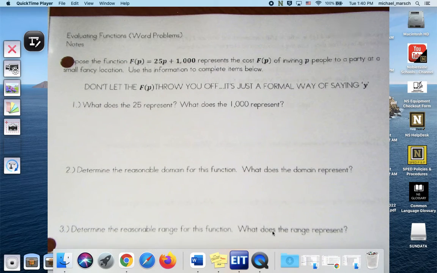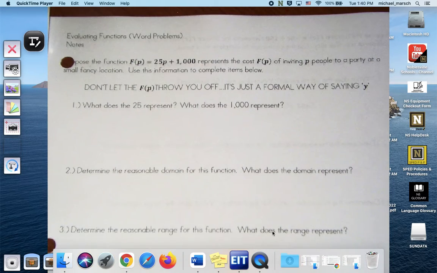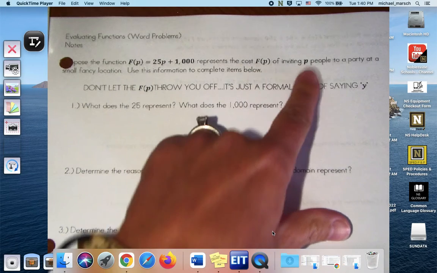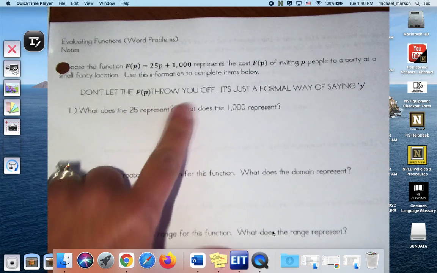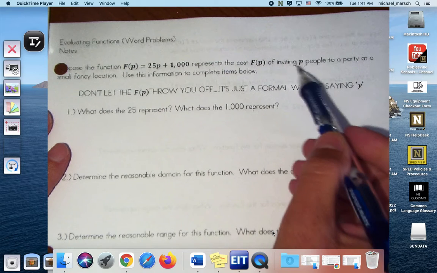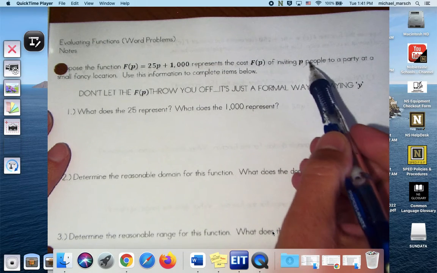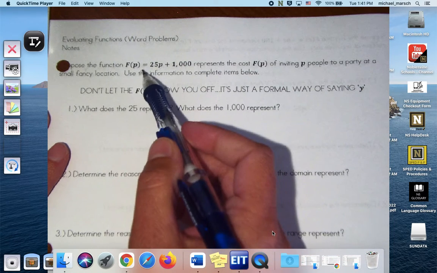All right, so let's suppose the function f of p equals 25p plus 1,000 represents the cost, f of p, of having p people to a party at a small fancy location. Use the information to complete the items below. Don't let the f of p throw you off. It's just a formal way of saying y. They're saying the function of p because p is like our x value, our input, that's going to have an effect on our output, which is our y.